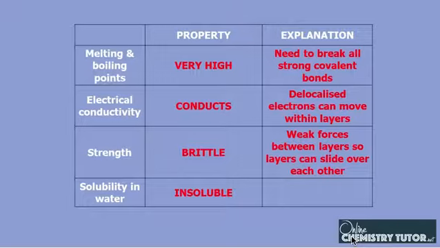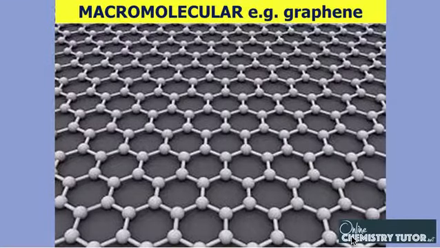Graphite, of course, does conduct because those electrons move within the layers. They don't really move between the layers; they just move within the layers. It is brittle because of the weak forces between the layers that allow them to slide over each other, and they are insoluble, again, due partly to a lack of polarity and mostly to the fact that all those bonds are so strong, the molecules can't really get in there and break them up.